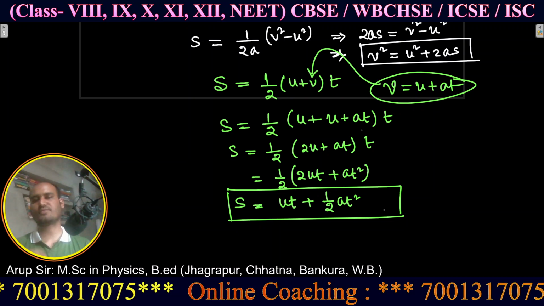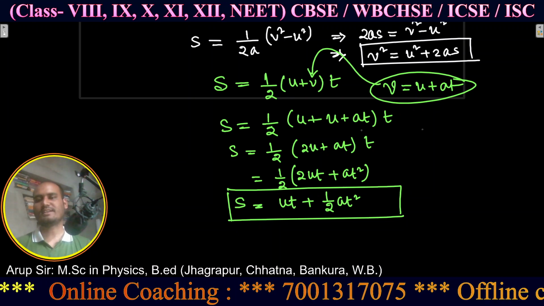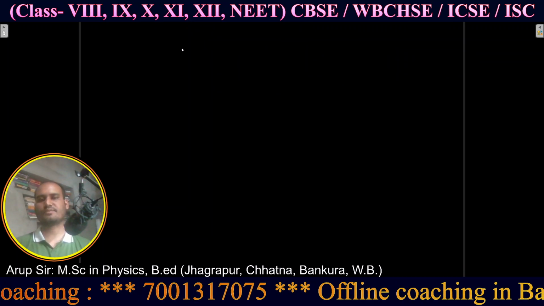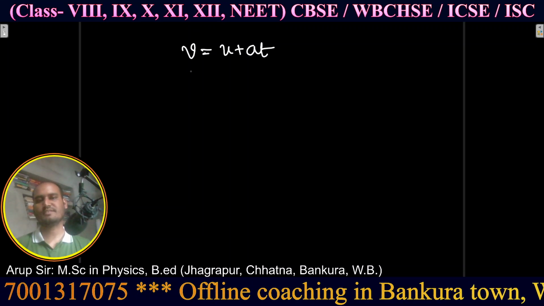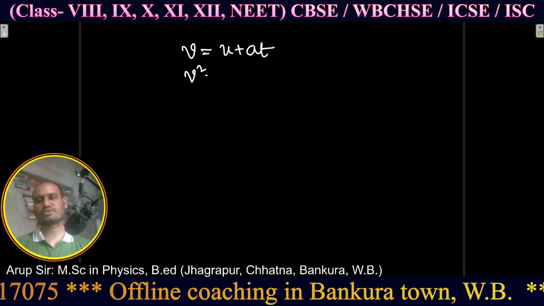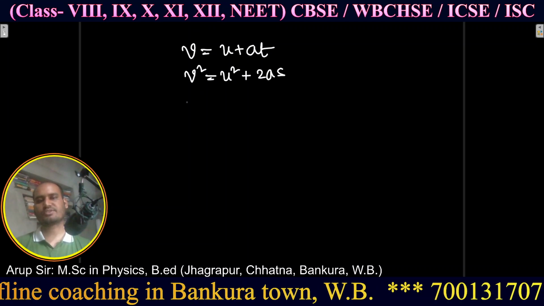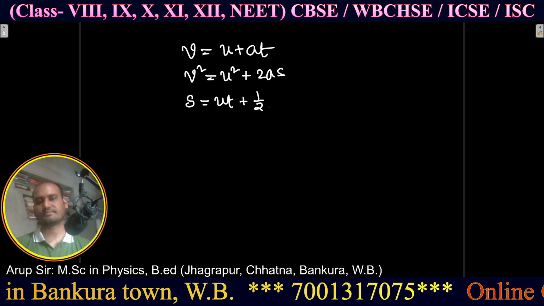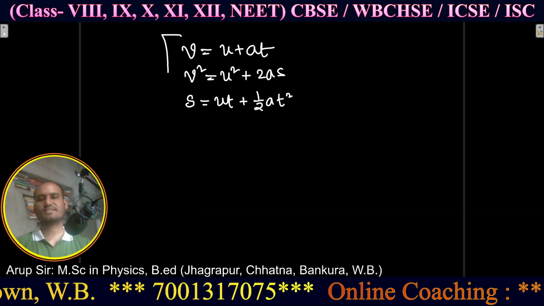So how many formulas am I getting? At first I am getting v equals to u plus at. First formula, v is equal to u plus at. This is the first equation of motion. Second equation of motion, v square equals to u square plus 2as. Third equation of motion, I am getting S equals to ut plus half at square. So these are the three formulas.